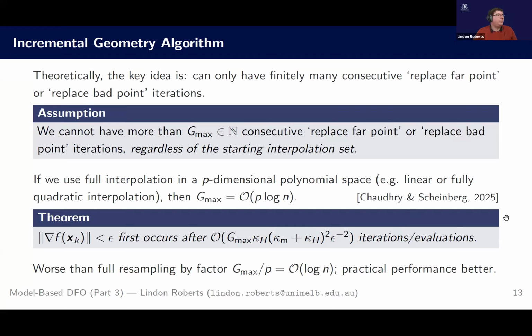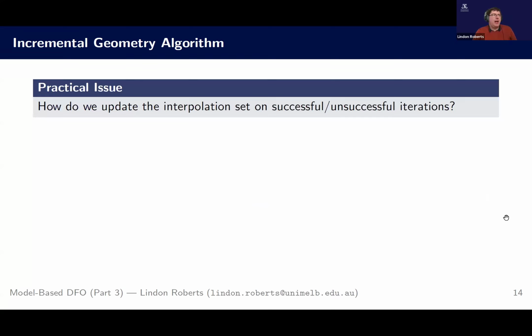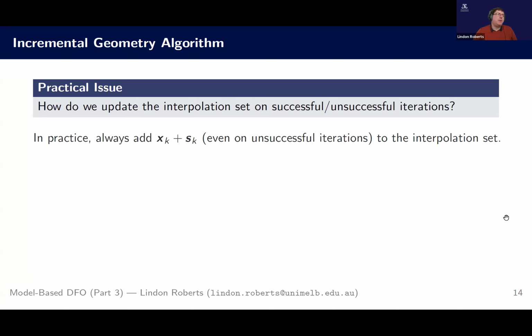So that's the theory. The one thing I haven't really mentioned is what we do on successful or unsuccessful iterations when we are changing the radius. So I've said pretty much anything goes as long as you end up with something that's invertible after you do the update. In practice, you want to be careful.